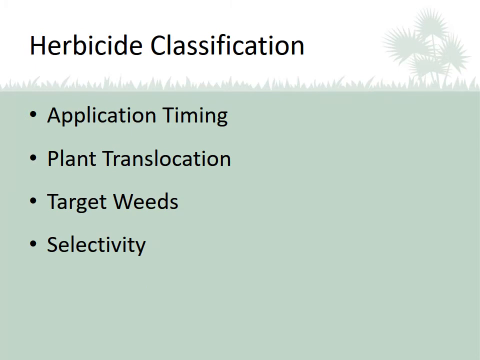Herbicides are classified several different ways. One way is by the application timing, whether it's a pre-emergent herbicide or a post-emergent herbicide, by plant translocation, whether the herbicide is actually taken inside of the plant and moved up and down through the xylem or phloem, or if it's just a contact herbicide. They can be classified by the types of weeds that they control and target, and also by their selectivity.